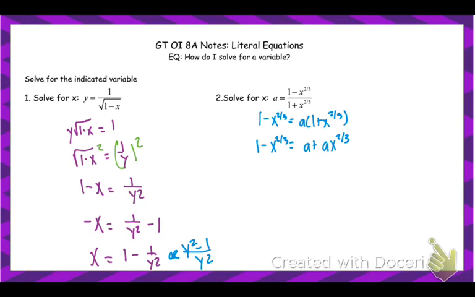And then I'm going to get everything with an x on the same side. So I'm going to have 1 minus a equals x to the 2/3 plus a times x to the 2/3. That allows me to factor out that x to the 2/3, and it allows me to divide by what it's with.